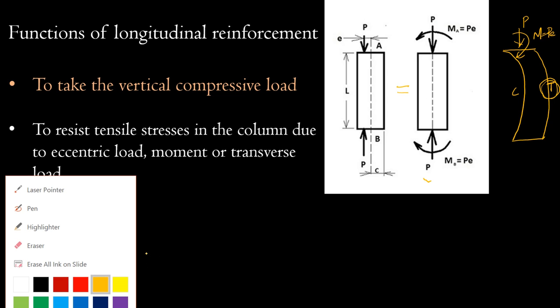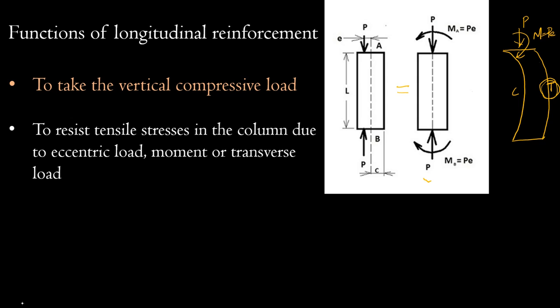We will be providing the reinforcement in this way, such that this tension can be taken. So the main reinforcement is to resist the tensile stresses in the column due to the eccentric load. It can be due to an eccentric load, or a moment directly acting, or if there is a transverse load acting, then this has to be resisted by the longitudinal reinforcement.